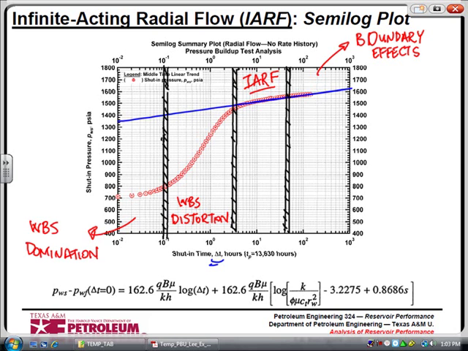Okay, when we look at this plot, we see four flow regimes. The first flow regime is your wellbore storage domination. This is what we just saw, the straight line. After the wellbore storage domination, you see the effects of the reservoir, but also the effects of the wellbore, so it's going to be a wellbore storage distortion flow regime. And then next, you will see only the effects from the reservoir. So it will be your infinite acting radial flow regime. This is where you are going to find the permeability and the skin factor. And then after the infinite acting radial flow regime, if there are boundaries, then you will see the boundary effects.